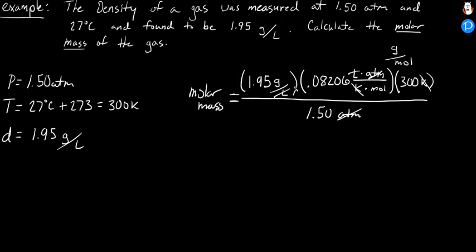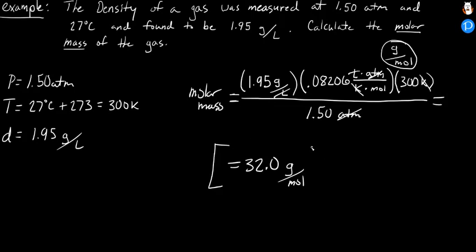And now notice what I'm left with. Grams in the numerator, moles in the denominator. So when I, again, do this math through here, I'm going to be left with grams per mole, which is what I want to be left with because that's the units for molar mass. So let's actually plug these numbers into the calculator and determine what we get. What do we get? We get 32 grams per mole. That is the molar mass of this unknown gas that we have.